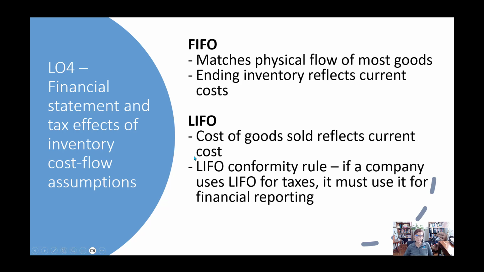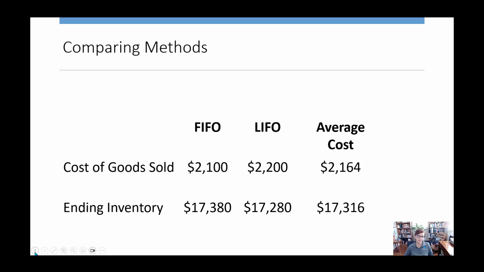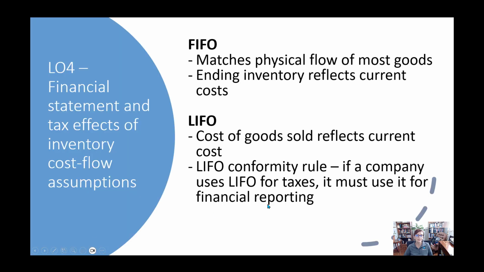All right, so as far as the tax and the financial statement effects, notice that in this case prices were rising. Notice that LIFO gives the company the highest cost of goods sold. That means the net income is going to be the lowest, and they're going to pay the lowest taxes. And that's why some companies choose to use LIFO. FIFO is popular because it does match the physical flow of most goods, right? And then the ending inventory reflects current costs. The government says, look, if you're using LIFO on your tax return because you want lower taxes, you also have to use it on your financial statements.